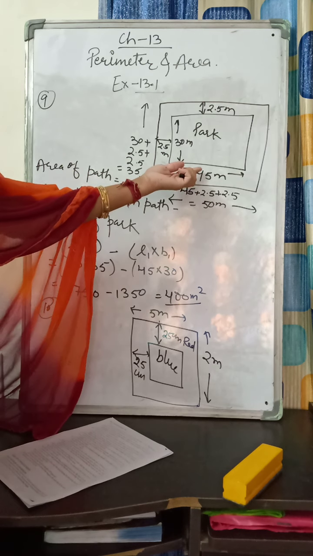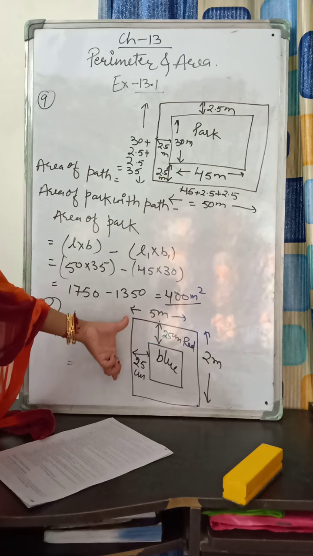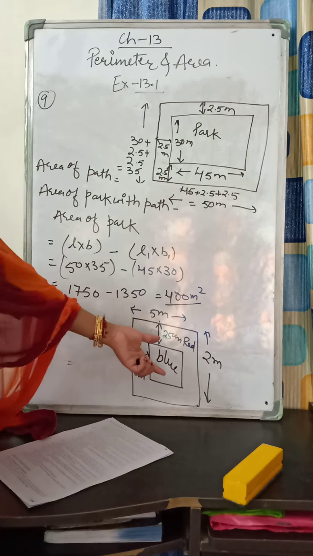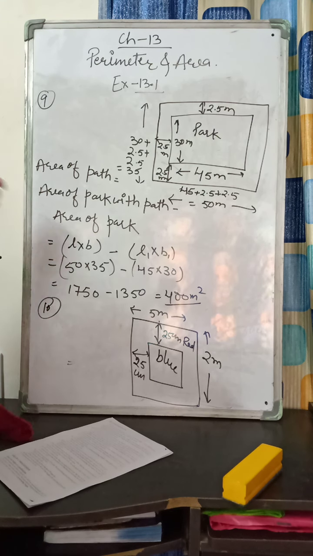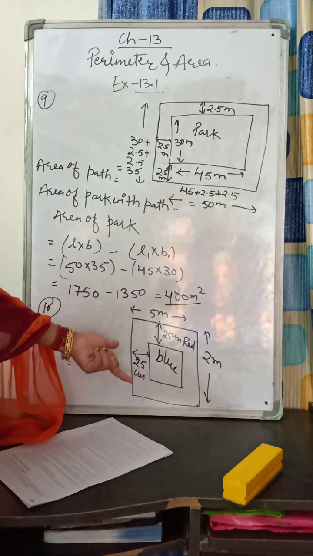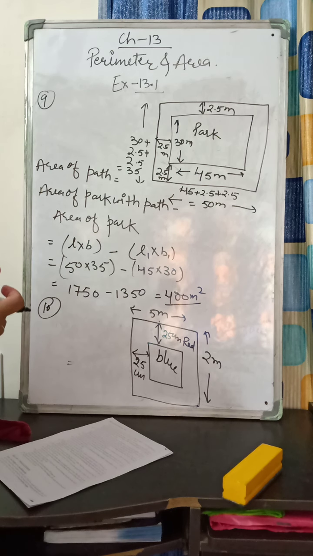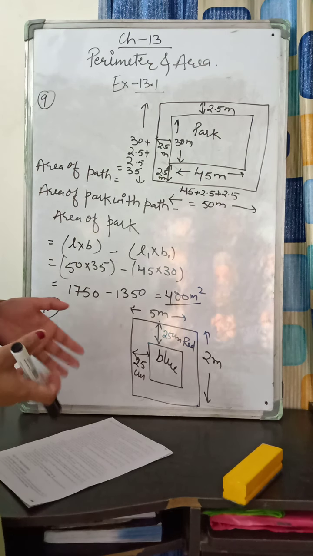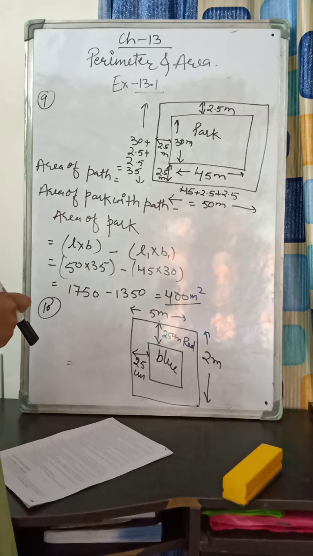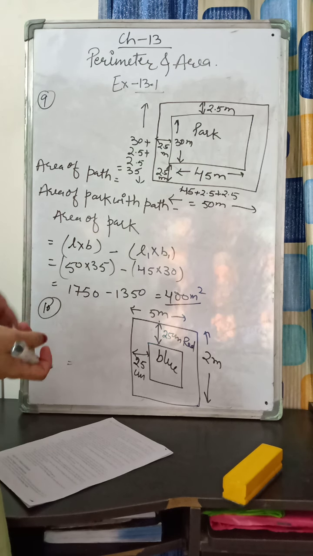Here the outside measurement is given. We can find the measurement of the inside blue portion and then the area of blue, and then the area of red. After that we can also find the cost of this red portion, and also the ratio of red and blue. Now the 11th is the same as the 10th.